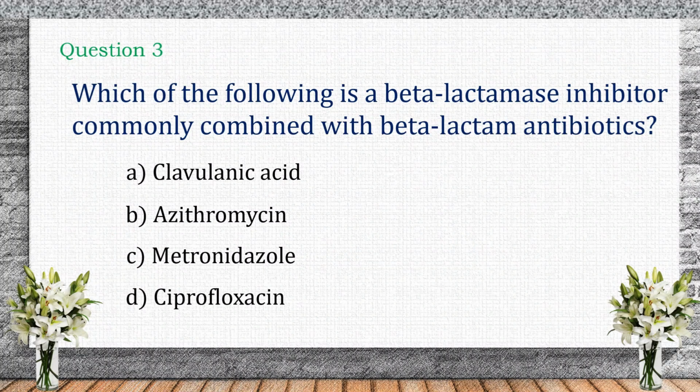Question 3. Which of the following is a beta-lactamase inhibitor commonly combined with beta-lactam antibiotics? Correct answer, A. Clavulanic acid. Clavulanic acid inhibits beta-lactamase enzymes, which are produced by certain bacteria to degrade beta-lactam antibiotics. This combination helps extend the antibiotic spectrum against beta-lactamase-producing bacteria.